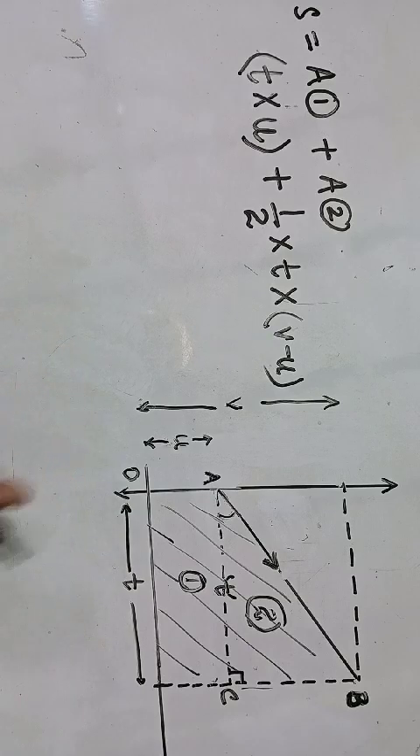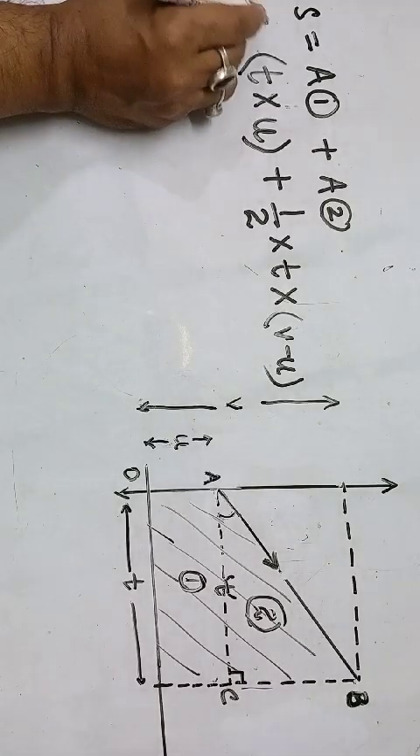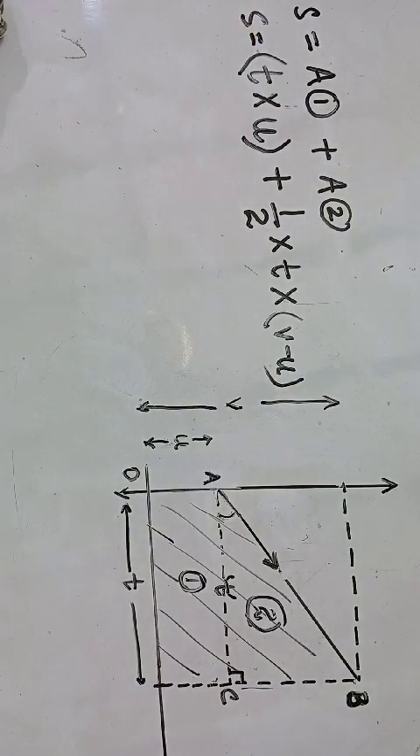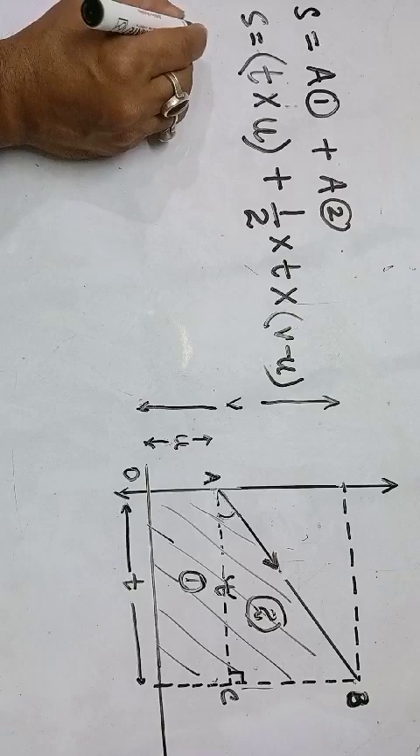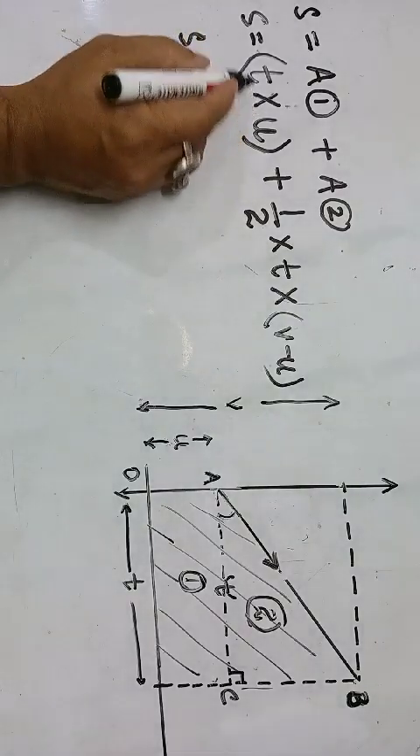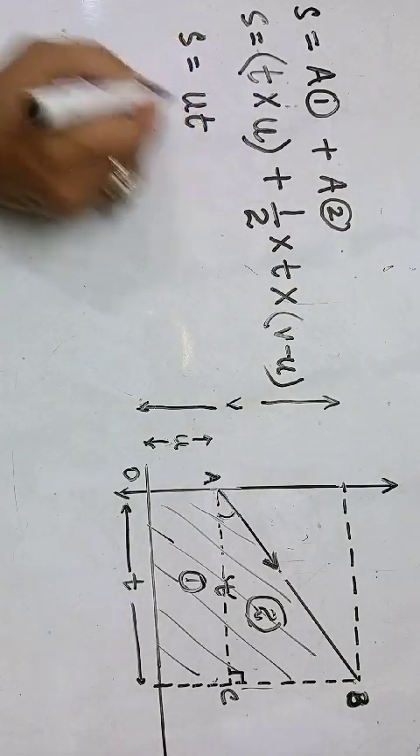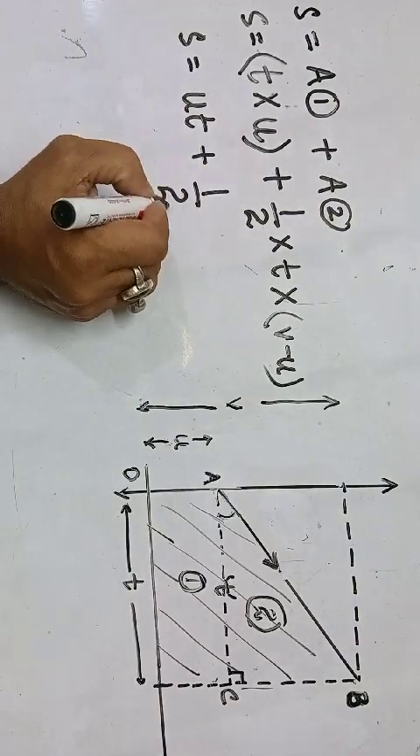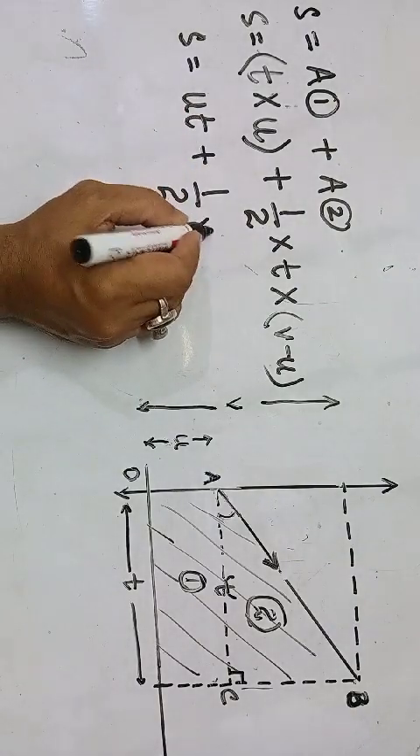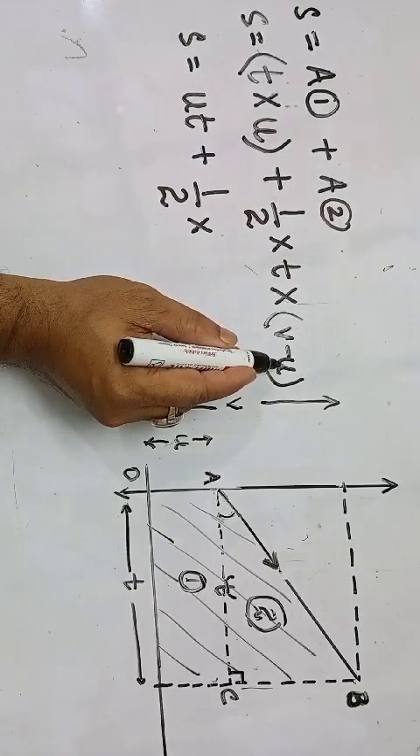All these things are to be taken up from the graph itself, and this is an easier and a simpler way of derivation. So you see, our S now becomes a mixture of a number of things which we have to simplify. So S is equal to, now this T into U, I can easily write it as UT plus half into V minus U.